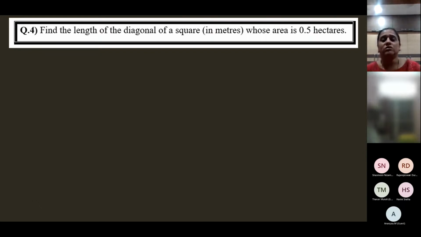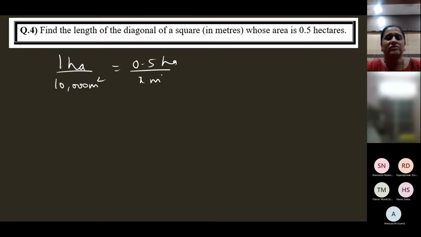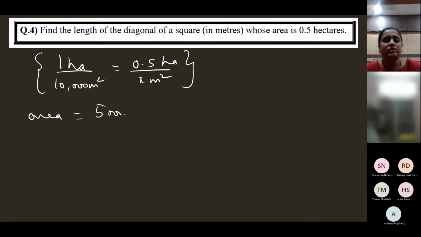Now we know the area of the square. How do you convert? 1 hectare is 10,000 meters square; 0.5 hectares is x meters square. Write the standard and then write what you want to convert. You know it is 5,000 meters square because 0.5 means half a hectare. But you can also work it out and get 5,000 meters square. So the area of the square field is 5,000 meters square.